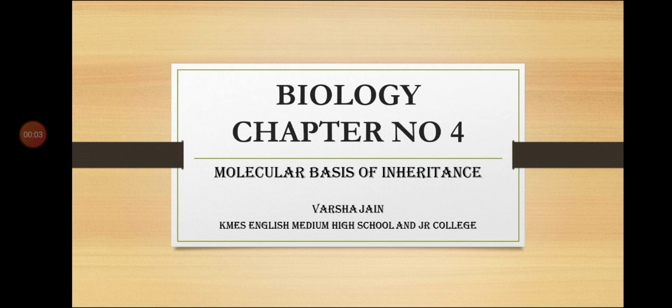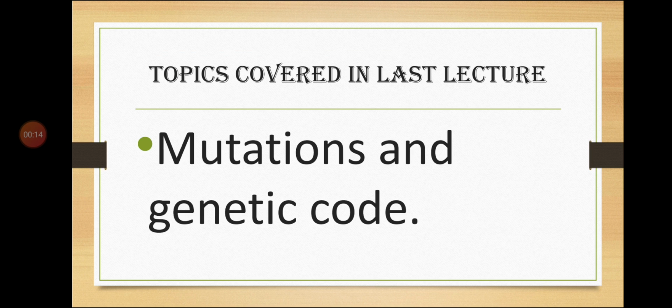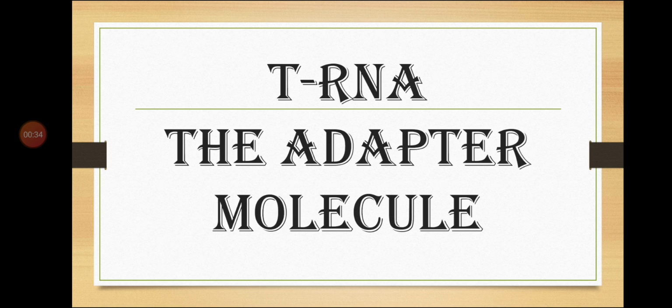Hello students, today again we are going to continue with biology chapter number 4, that is molecular basis of inheritance. In our last lecture we covered the topic mutations and genetic code. We studied the interconnections of mutation and genetic code, how mutation affects the genetic code and how genetic code affects the mutation. Today we are going to study about tRNA, the adapter molecule.